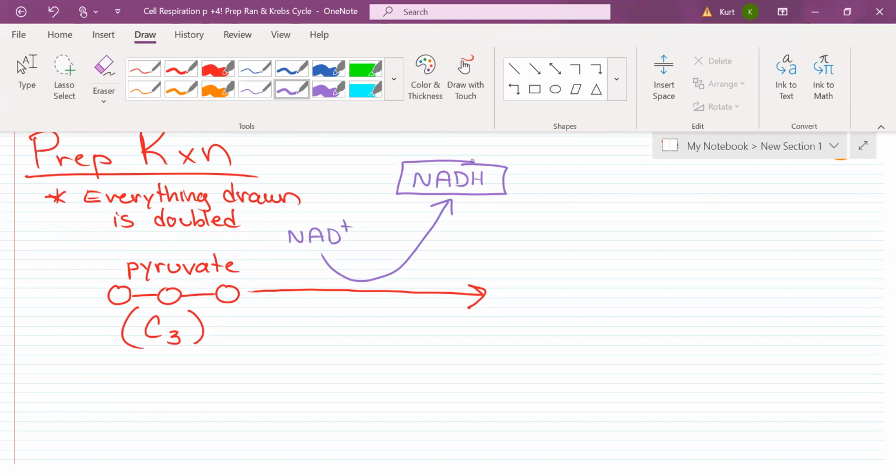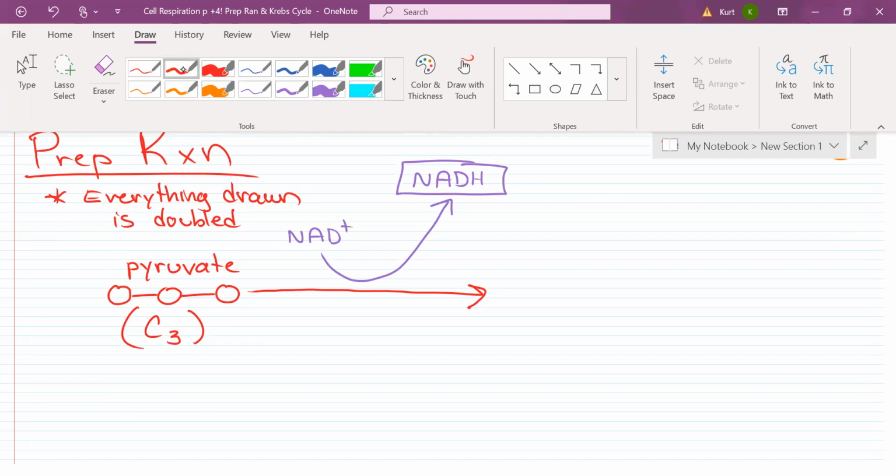It reduced it. So you have to look at it like the Buccaneers beat the Packers by 28. And what's the other way of saying that? The Packers lost to the Bucks by 28. You have to look at it from both sides. So you can say, all right, NAD plus took 2 electrons. You could say NAD plus oxidized pyruvate. Or you could say pyruvate reduced NAD plus. You have to look at it from both perspectives.